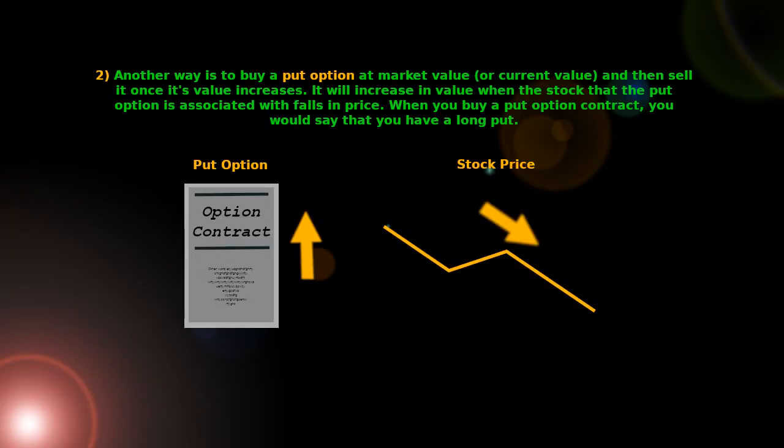Another way is to buy a put option at market value or current value and then sell it once its value increases. It will increase in value when the stock that the put option is associated with falls in price. When you buy a put option contract, you would say that you have a long put.